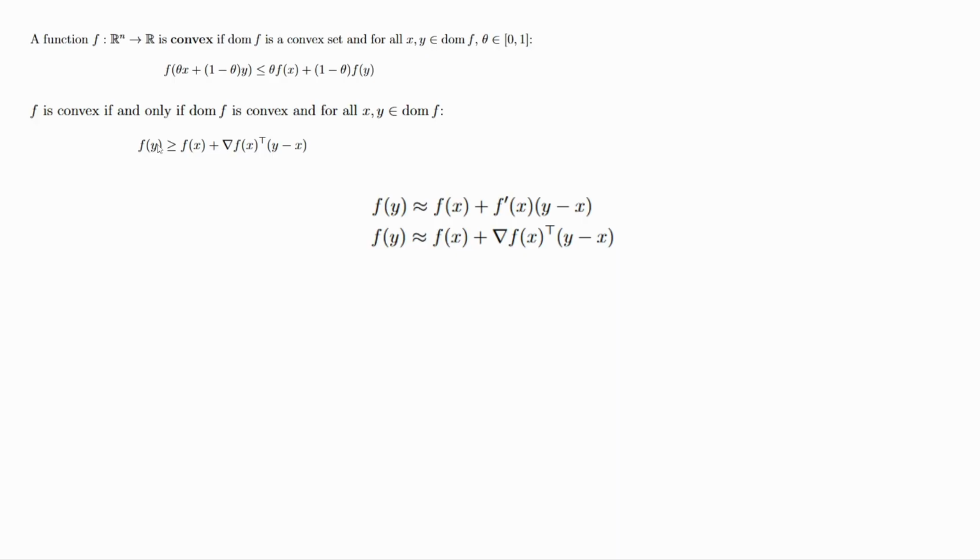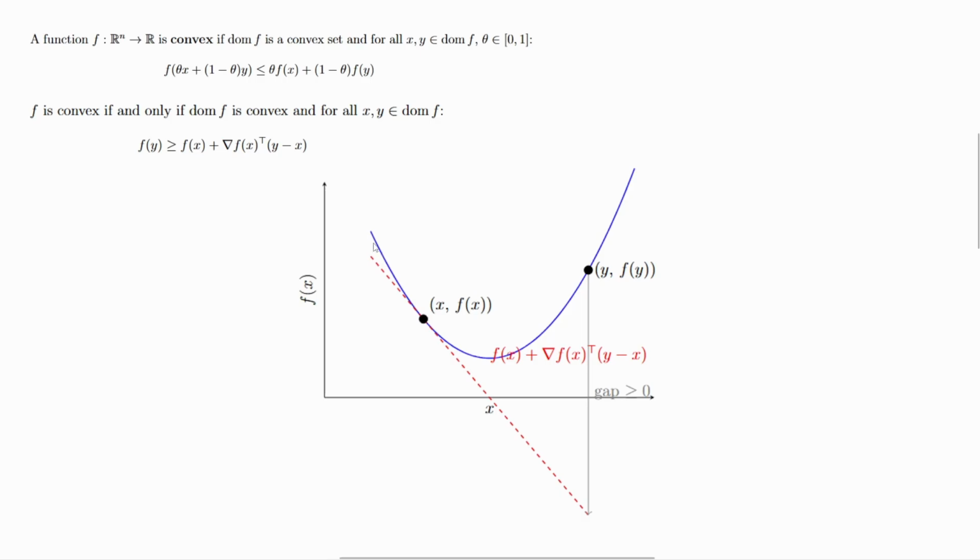What the first order condition is really saying is that the tangent plane is always a global underestimator of the function, not just locally but everywhere. In other words, if f is convex, then the tangent plane, which in this case is one-dimensional, though of course you can imagine a third dimension in this example, is always a global underestimator of the function. This blue line is f of y, and the red dotted line is this expression here.